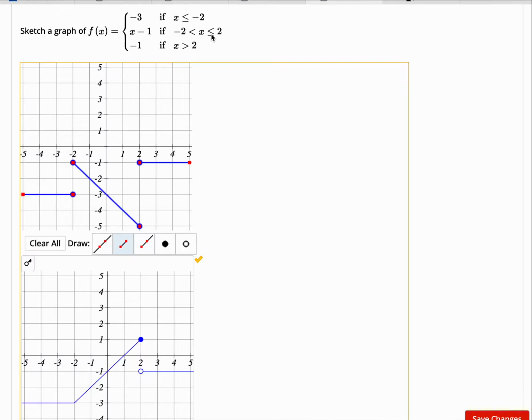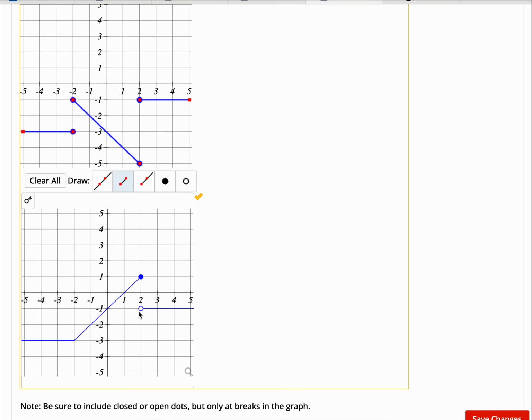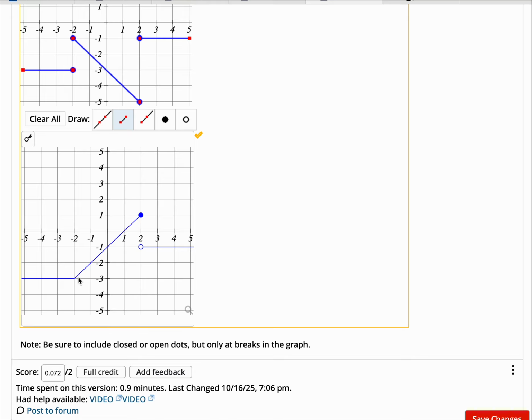And then again, this one has the equals, so this one's endpoint should be solid, as it is. This one does not have an equals, so this one's endpoint should be open. And in case you're looking at that point again and wondering if it should be solid, this is where it's saying only for the graphing, only put dots at the breaks in the graph, so just there.